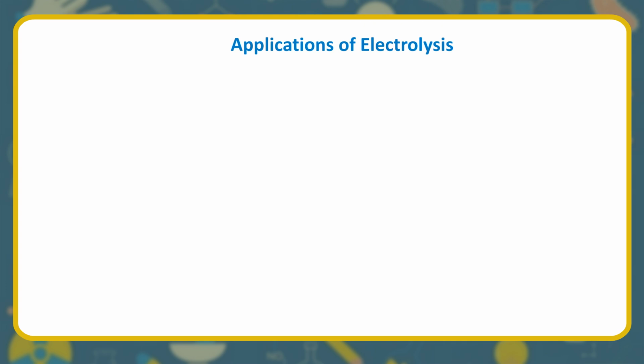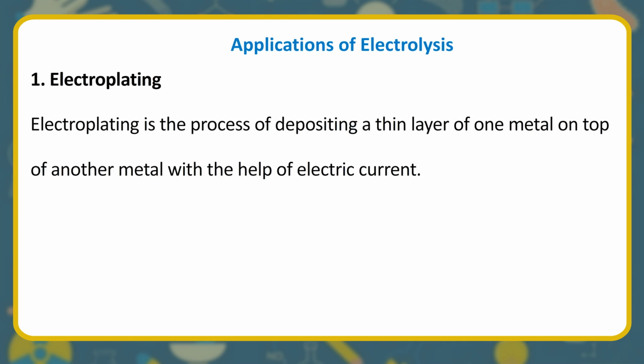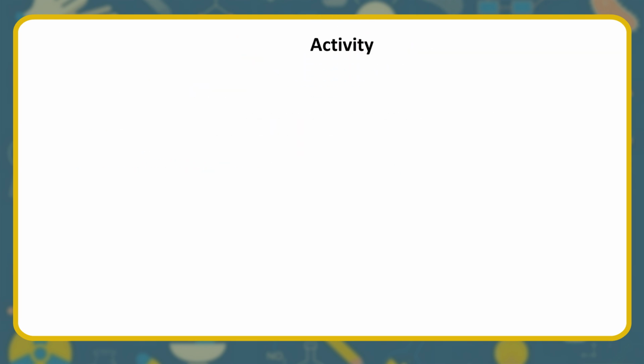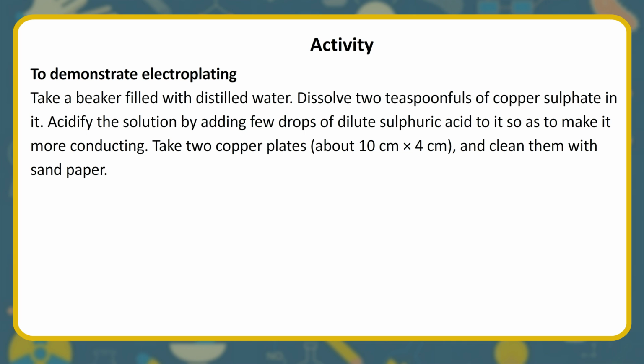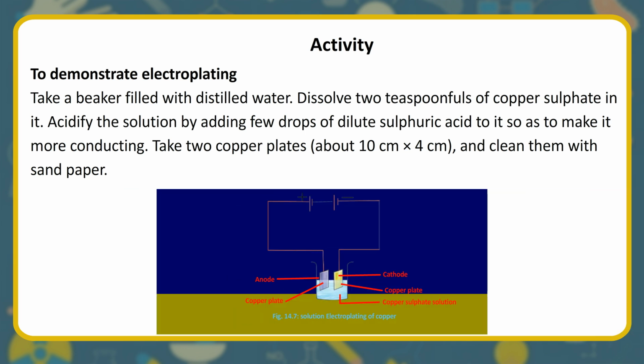Applications of electrolysis. 1. Electroplating. Electroplating is the process of depositing a thin layer of one metal on top of another metal with the help of electric current. Activity. To demonstrate electroplating, take a beaker filled with distilled water. Dissolve 2 teaspoonfuls of copper sulfate in it. Acidify the solution by adding few drops of dilute sulfuric acid to it so as to make it more conducting.